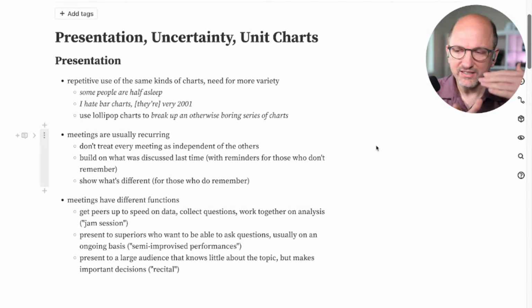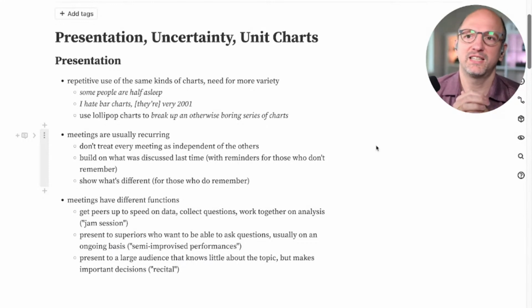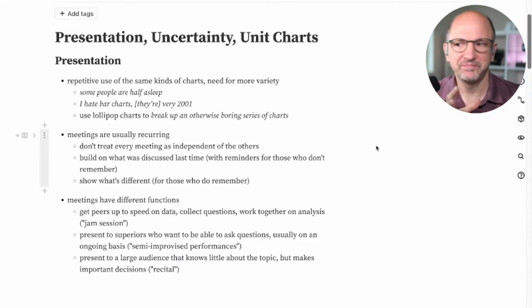Then the next step up from that is what we call semi-improvised performances. So this is a bit like a jazz concert, where you might have a part of it prepared, but there is improvisation on top of it. And so this is more of the presentation that is outside of your immediate group, where you talk to people who are maybe your superiors, people who are the stakeholders in a larger organization, but they are still very familiar with the data.